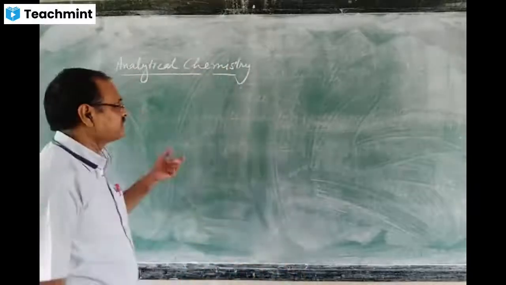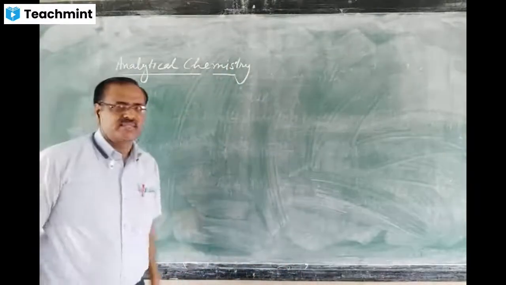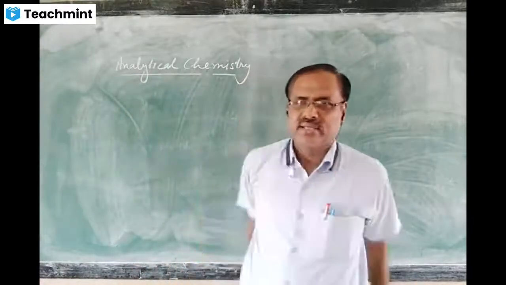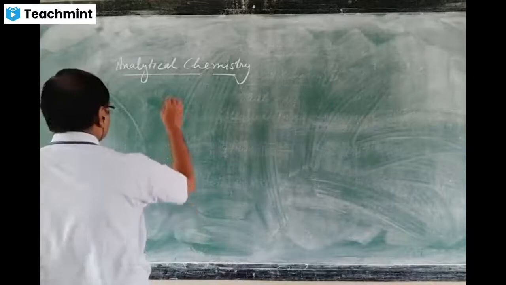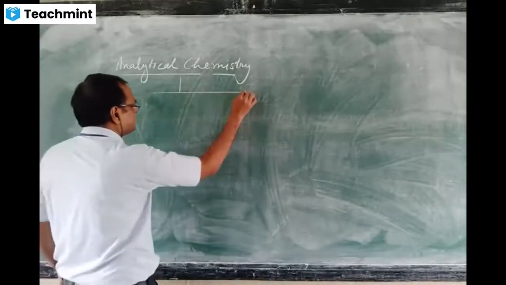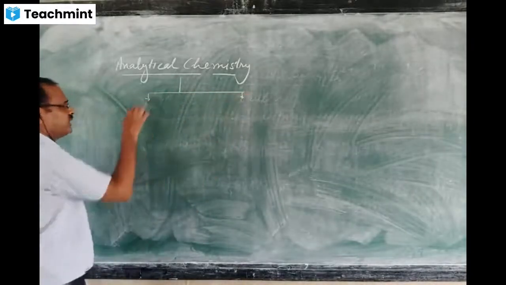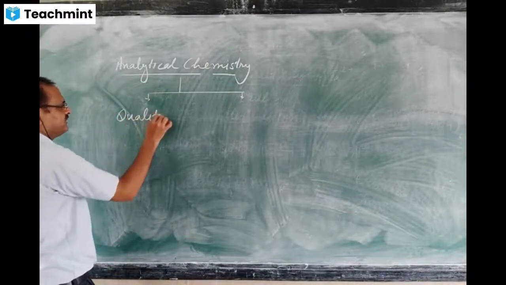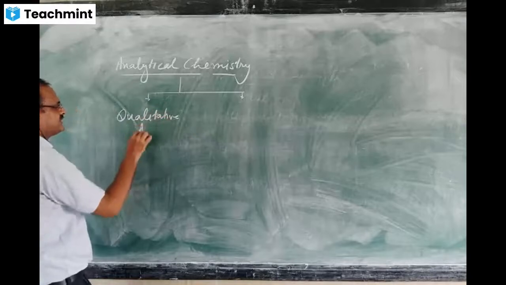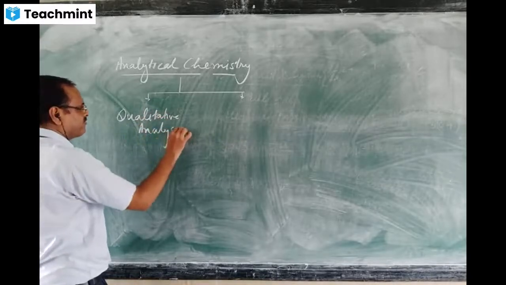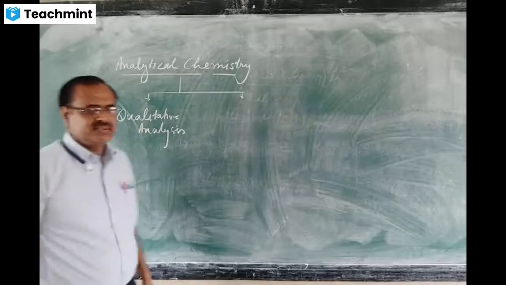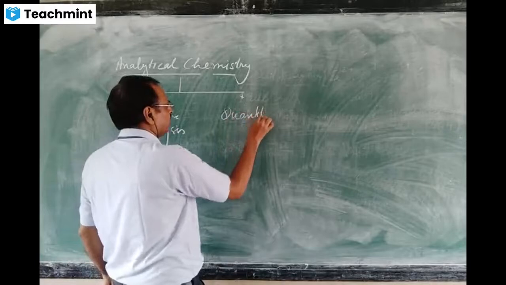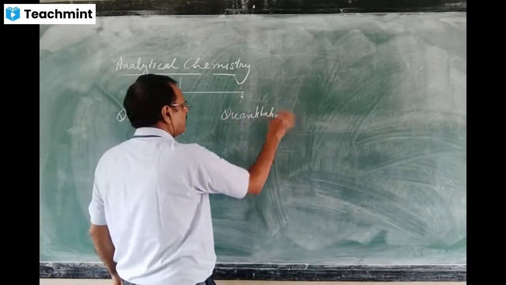So now we are going to take analytical chemistry. This analytical chemistry is divided into two categories. Two parts are there. First one is qualitative analysis. Other one is quantitative analysis.